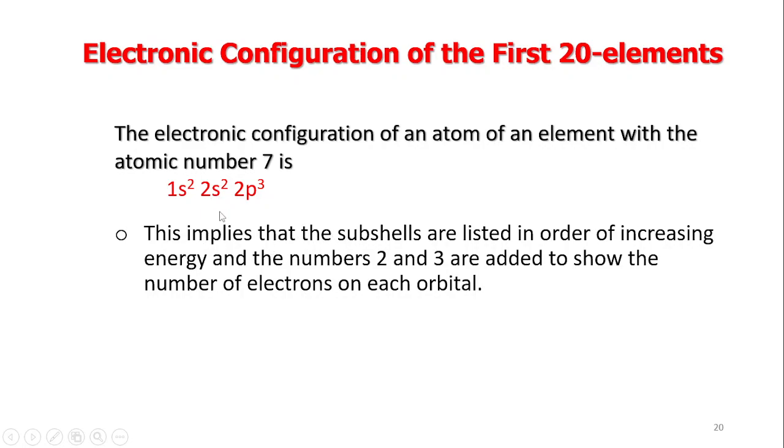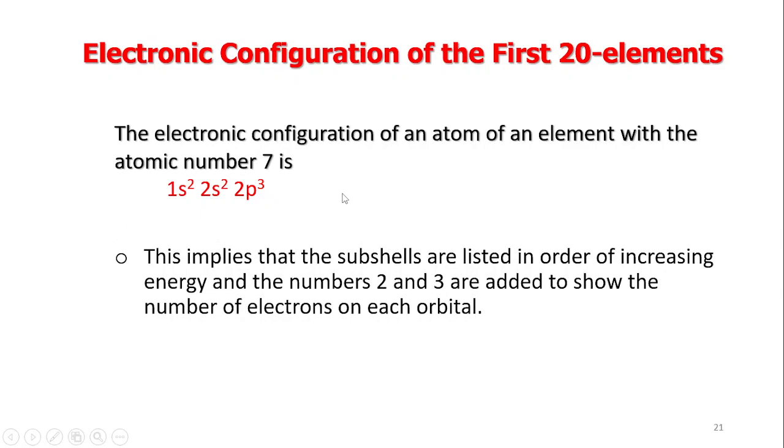This implies that the subshells are listed in order of increasing energy, and the numbers 2 and 3 are added to show the number of electrons on each orbital. So now let's put this into practice.